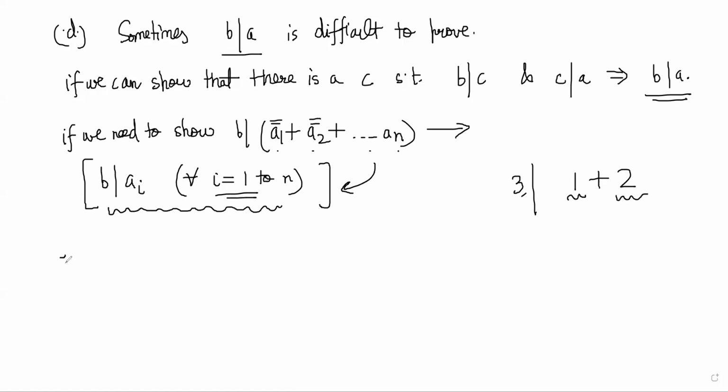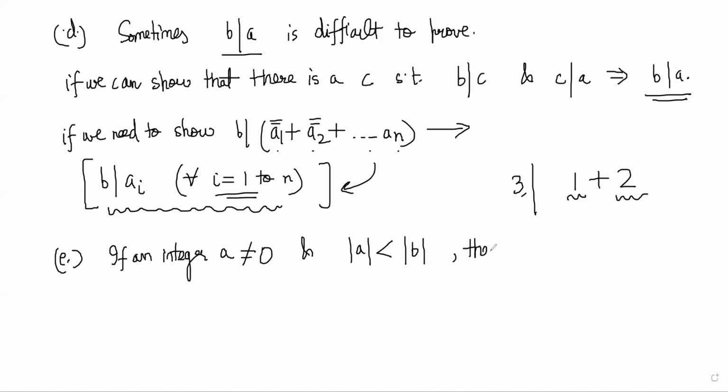Finally, we can state another implication. If an integer a is not equal to 0 and mod a is less than mod b, then b does not divide a. So this is using property number 3. What we are saying is a is a non-zero integer and the modulus of a is less than mod b, then obviously b cannot divide a, right? This is the contrapositive of property 3.